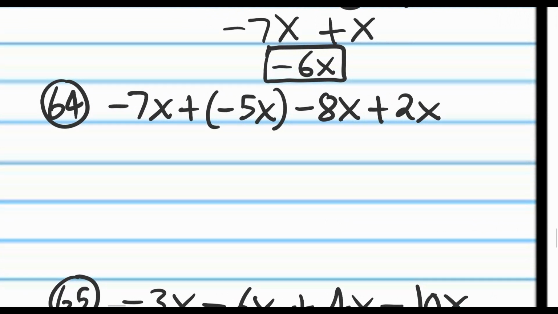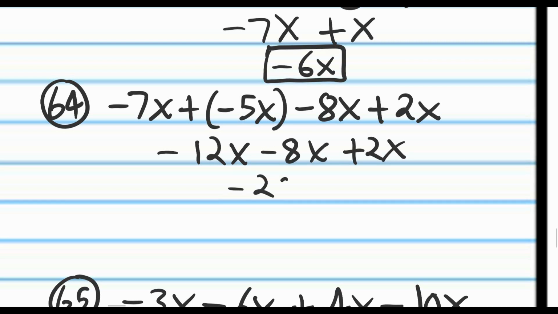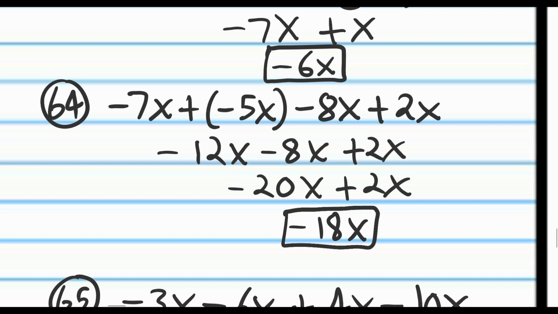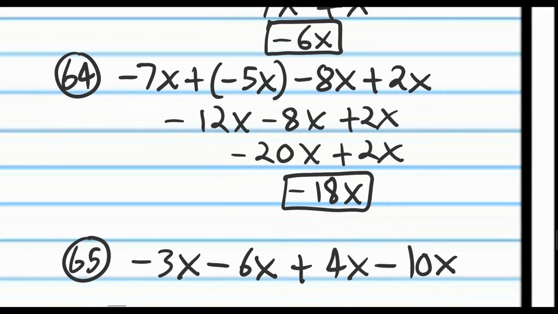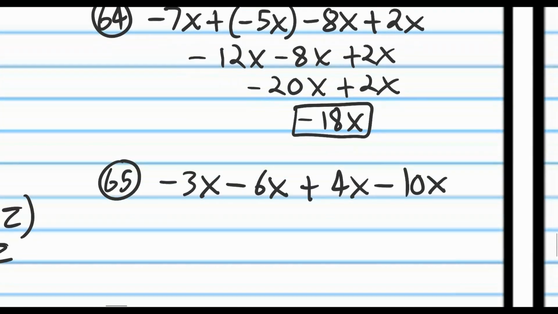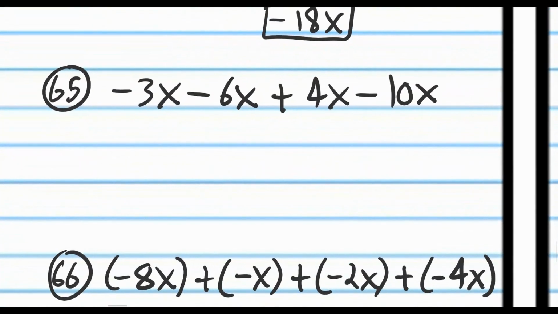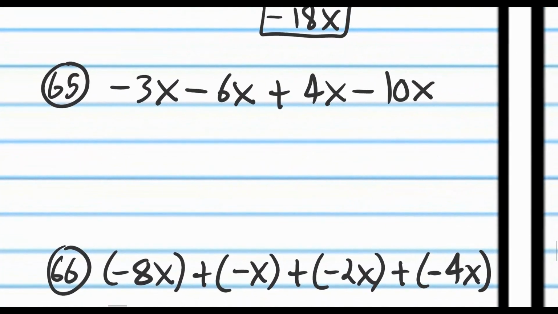All right, attempt number 64. When you come back, we'll do it together. All right, we're back. So if you got negative 18x, good job. Again, I'm working left to right here. All right, try number 65, and when you come back, we'll do it together.